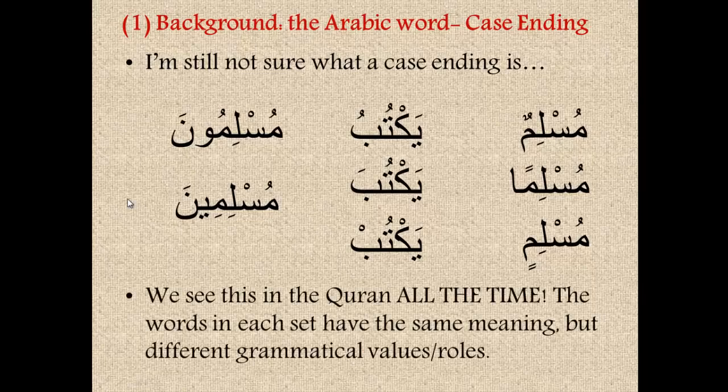We see this in the Quran all the time. The words in each set have the same meaning, but each word has a different grammatical value and role, and that's what the case ending tells us. Again, Arabic grammar answers such questions as, when is it appropriate for us to say Muslimun? When do we say Musliman? And when do we say Muslimin? And in each particular sentence, there is only one correct answer. It's either Yaktubu or Yaktuba or Yaktub.